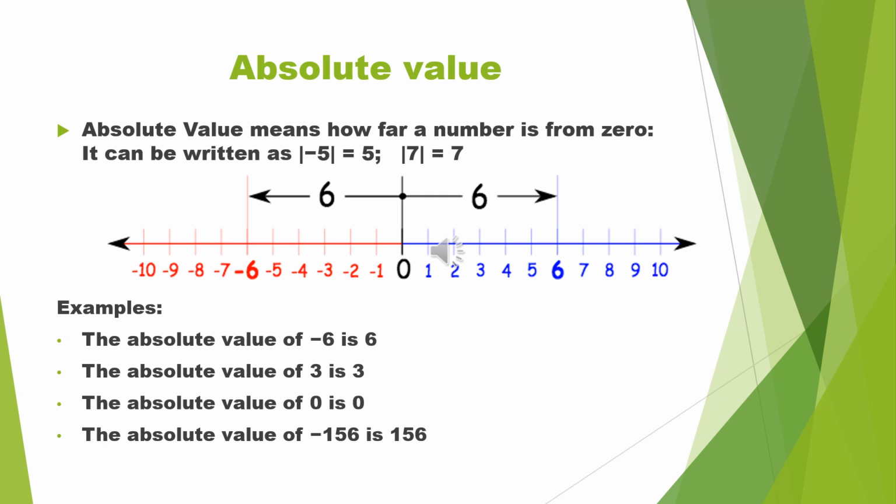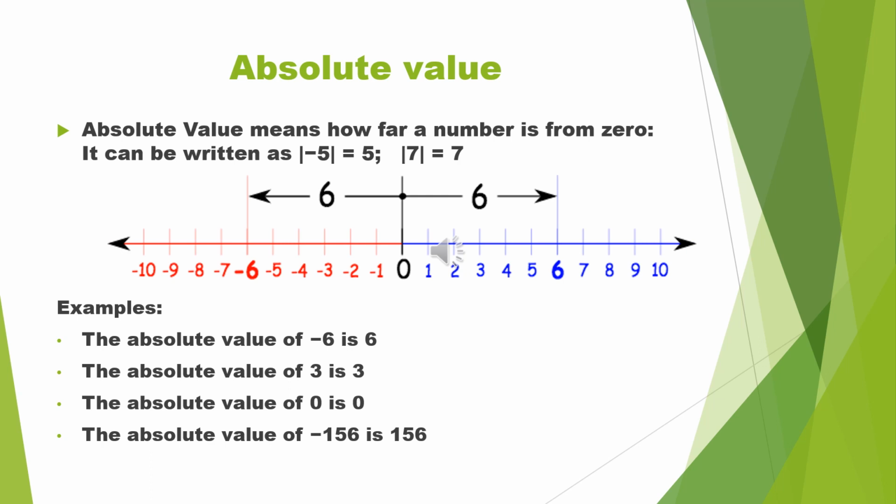The absolute value of 7 is 7 only. The absolute value of a particular number is not negative. It's always positive. You can see on the number line, 6 is from 0 to minus 6. I can say this is minus 6, but when you are writing it inside the absolute bars, the absolute value of minus 6 is positive. So you can say how far a number is from 0. This is called absolute value.